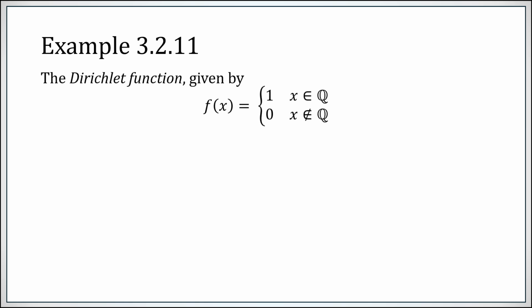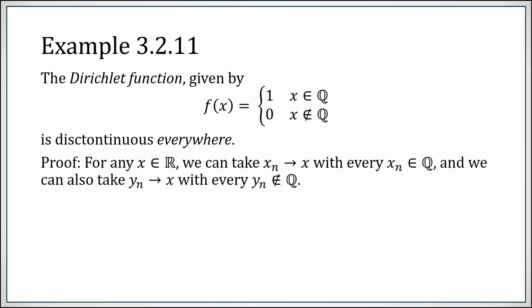What about example 3.2.11, the Dirichlet function? What is that? This is the function. It jumps between 1 and 0, but in a really nasty way. At rational numbers, it evaluates to 1, and at irrational numbers, it evaluates to 0. We claim this function has no points where it's continuous. At every point, it is discontinuous. That sounds like a lot to prove, but it's actually not so bad. Pick any number you want. We're going to show at x, it's not continuous there.